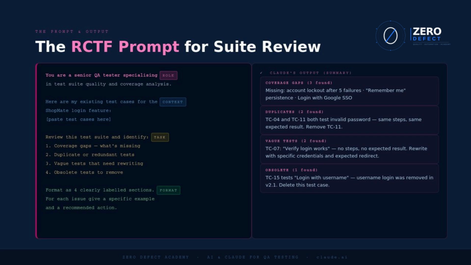Look at what comes back. 3 coverage gaps found. Account lockout, Remember Me, and Google Login are completely untested. 2 duplicates. TC04 and TC11 are doing exactly the same thing. Remove one. 2 vague tests. TC07 says verify login works with no steps and no expected result. And 1 obsolete test. TC15 is testing username login, which was removed a year ago. 8 issues. 1 prompt. This review would have taken a senior tester half a day to do manually.